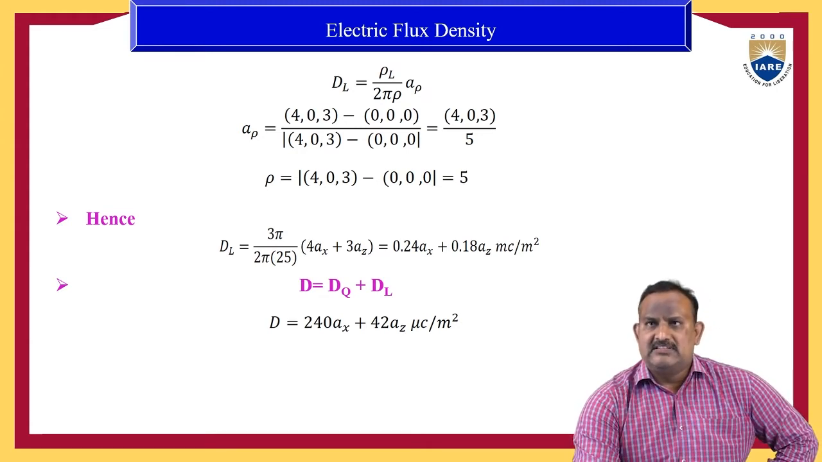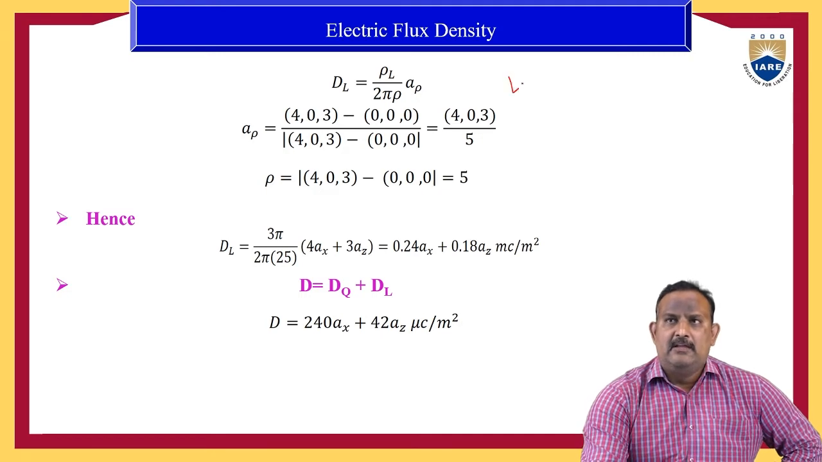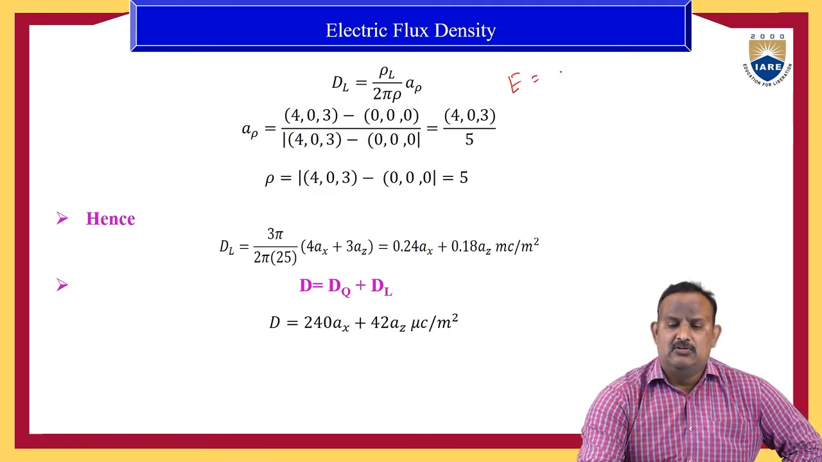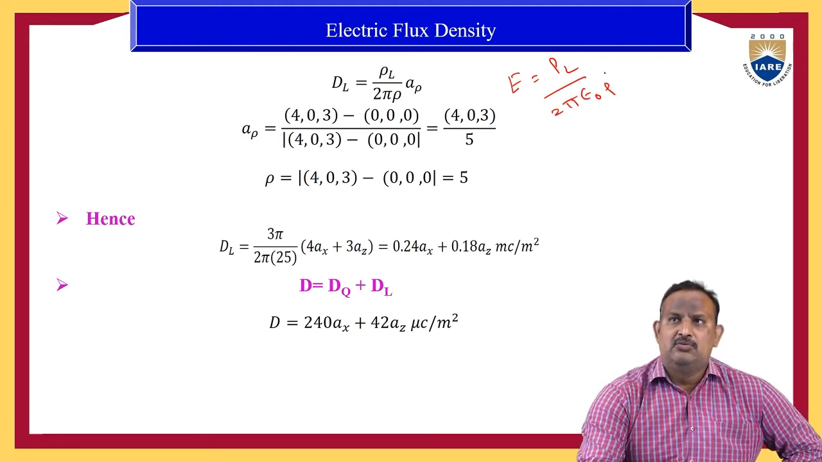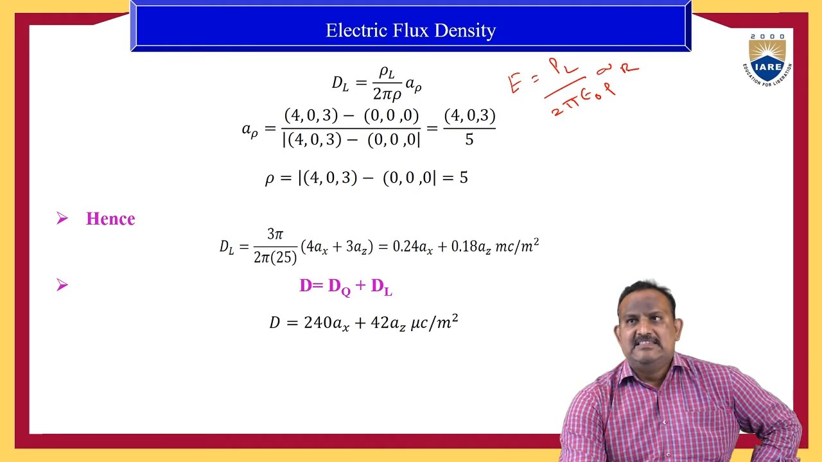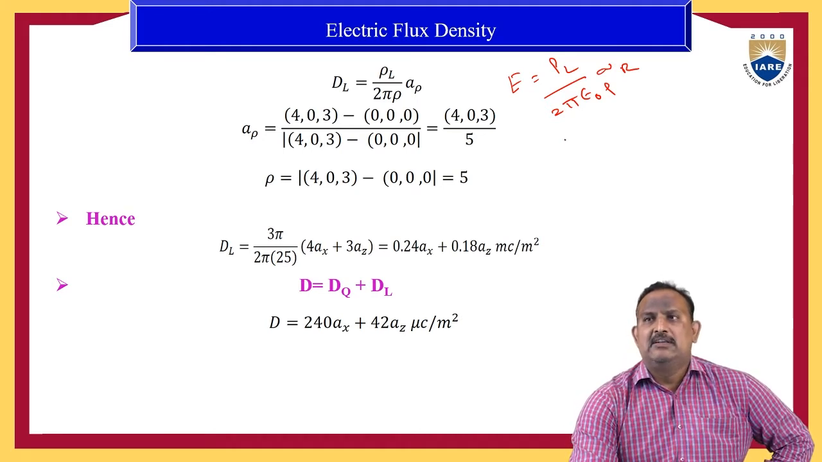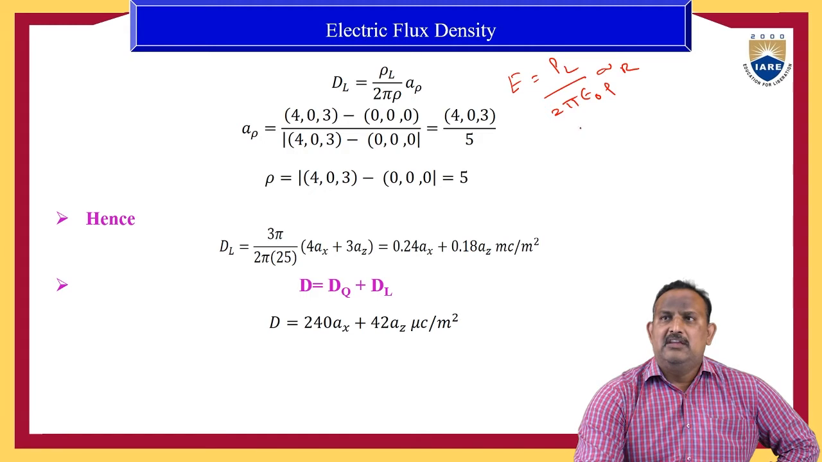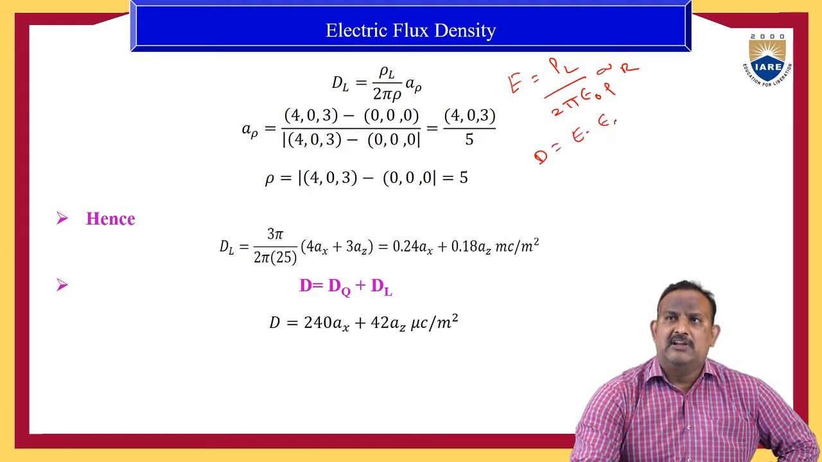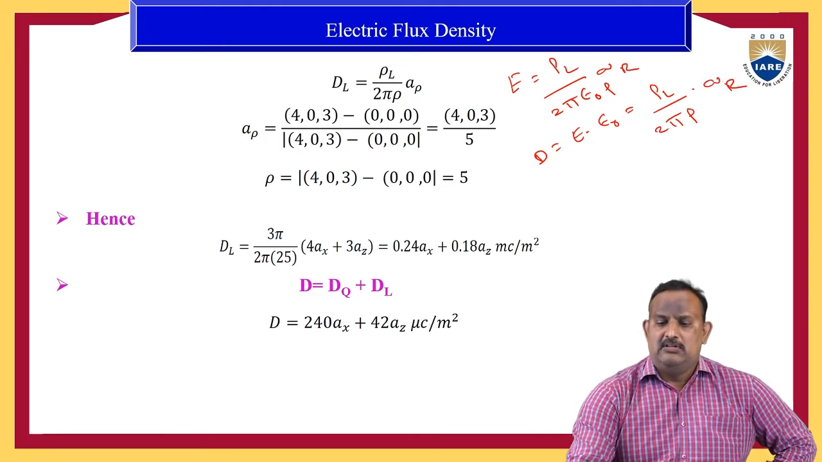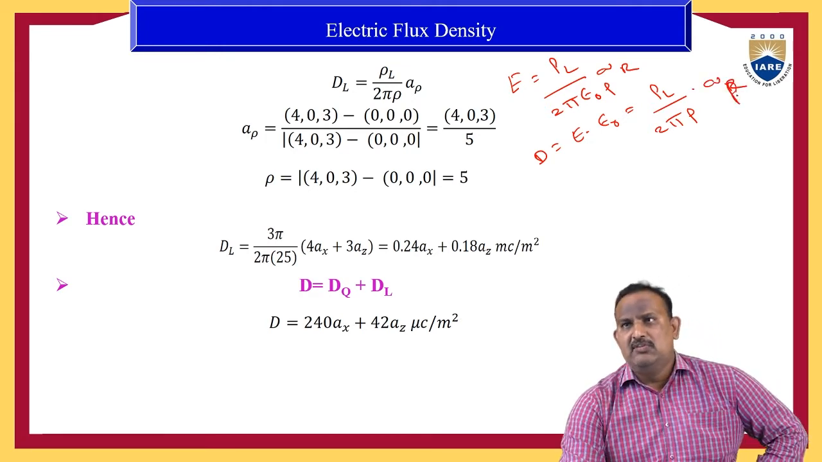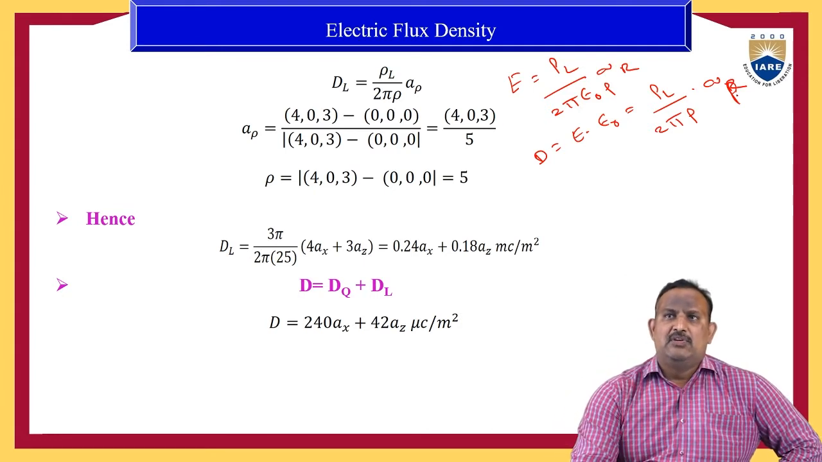To find the electric flux density due to the line charge, we have the formula E is equal to rho L by 2 pi epsilon naught rho into a rho. If we multiply E by epsilon naught, we get D, which is nothing but rho L by 2 pi rho into a rho, where a rho is the unit vector along the rho direction. So first we will find a rho.